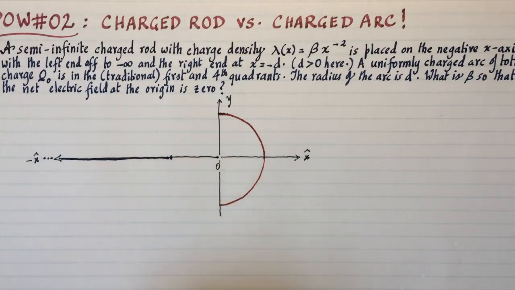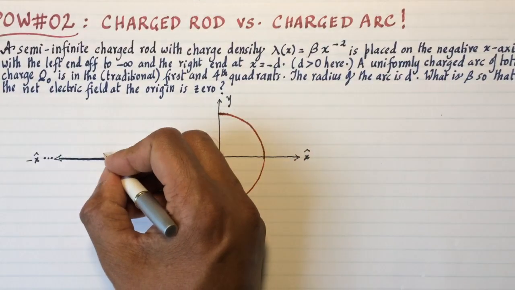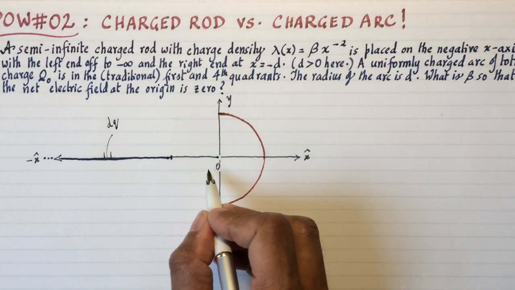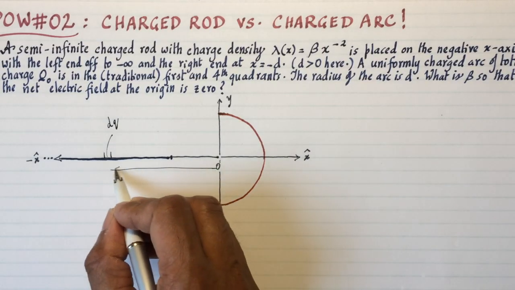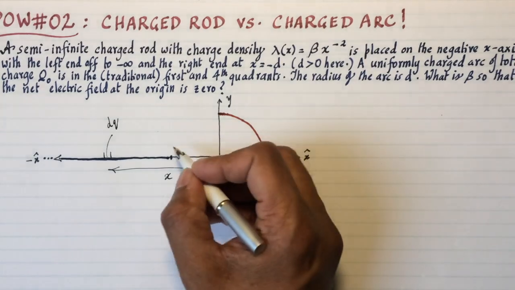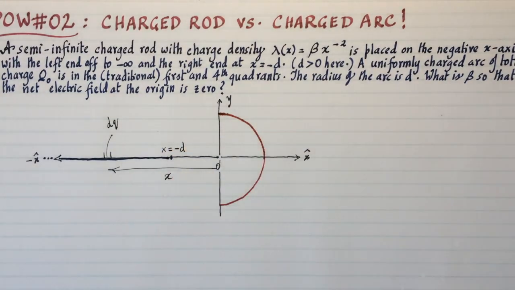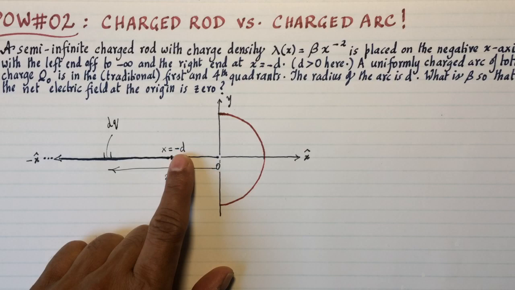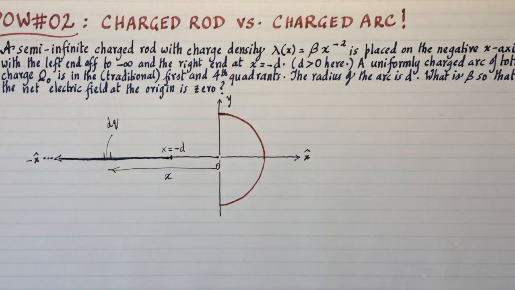I'll first do the rod part. The charge element on the rod, dq, is located some distance x from the origin. And this is x equals negative d, and that is infinity. So the only caveat here is that the distance negative d, we may have to think about that a little bit. We'll talk about that soon.